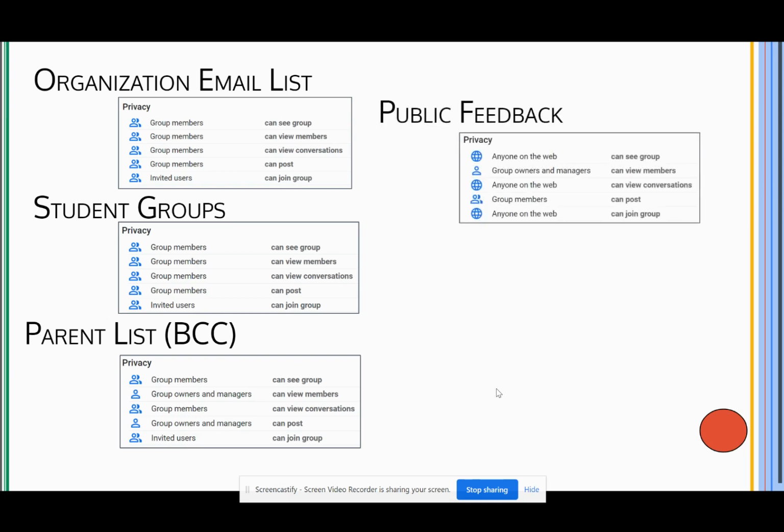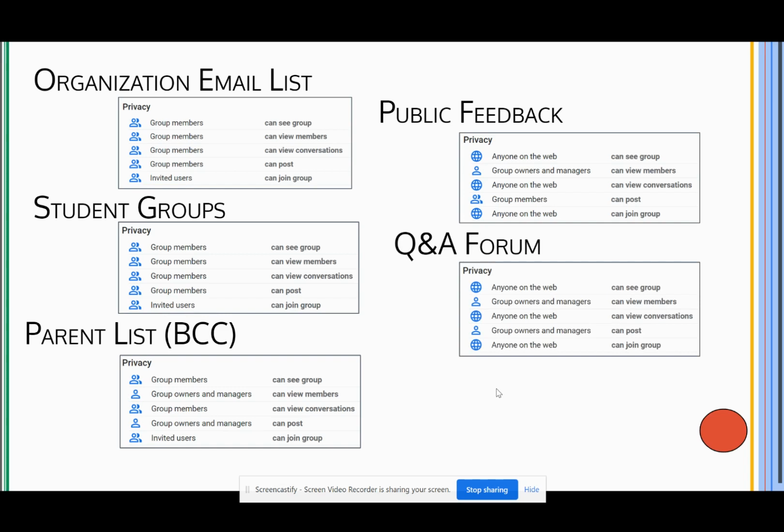All right, now here's something that is wide open. If you're looking for public feedback, then you can allow anyone on the web to see that the group exists. I suggest that only group owners and managers can see who's a member. You can set it so that anyone on the web can view the conversation. You probably want to add moderation to that, so that only group members can post. Usually you would do this with an ask to join, and then only people who have asked to join and been approved can post as the group.